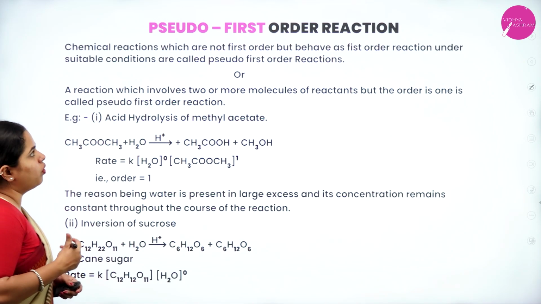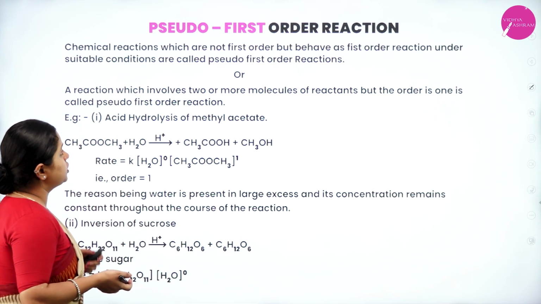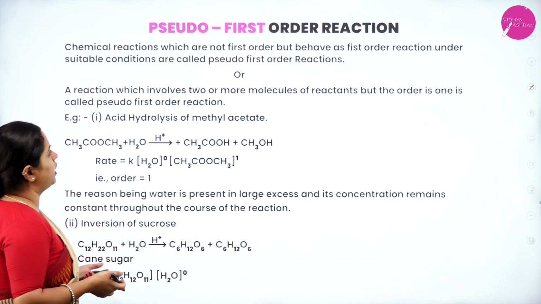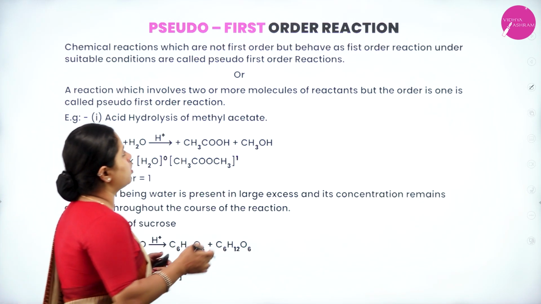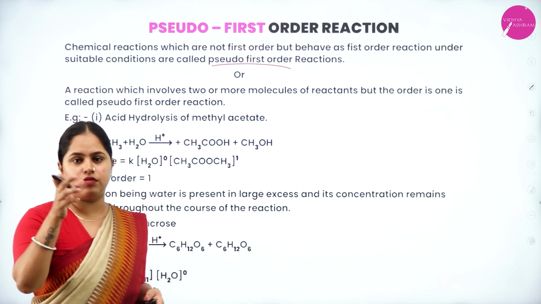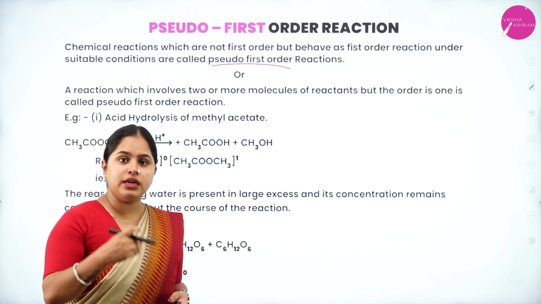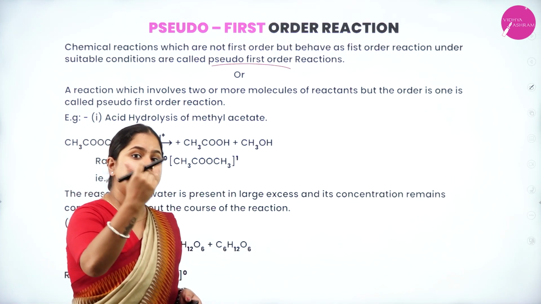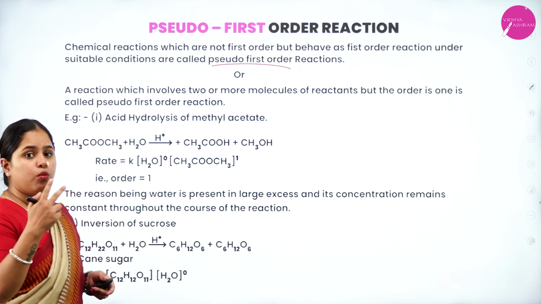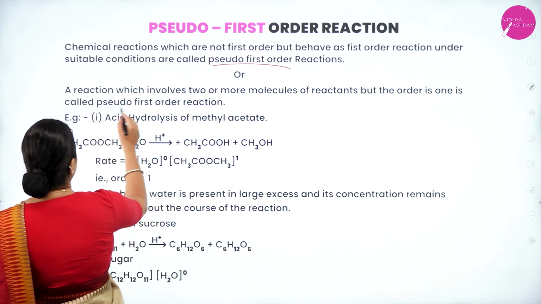Right. Now moving on to what is a pseudo first order reaction. Chemical reactions which are not first order reactions but behave as a first order reaction under suitable conditions are called pseudo first order reactions. From the word pseudo itself, the meaning is false. So it is actually not a first order reaction, but under certain conditions it behaves as a first order reaction, right? A reaction which involves two or more molecules of reactants but the order is one is called a pseudo first order reaction.